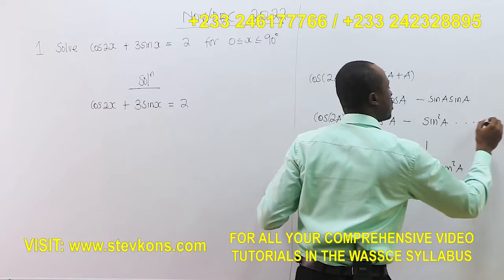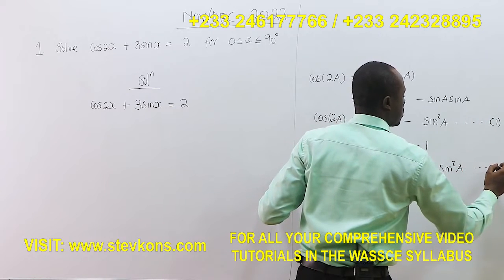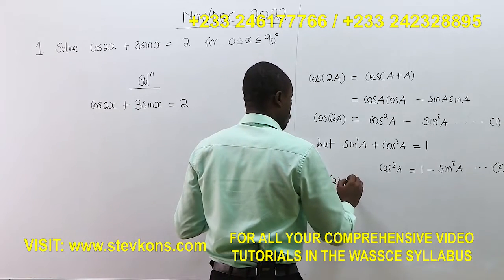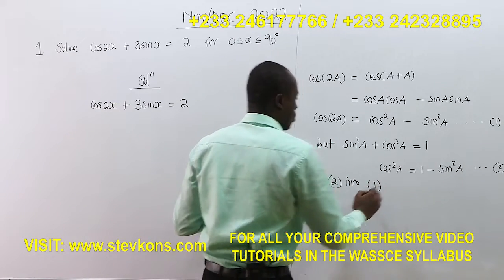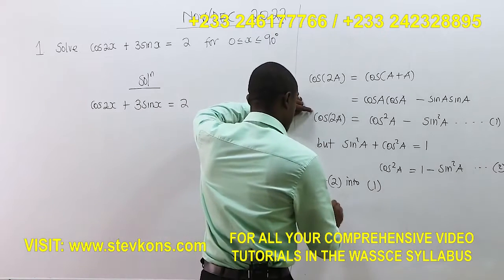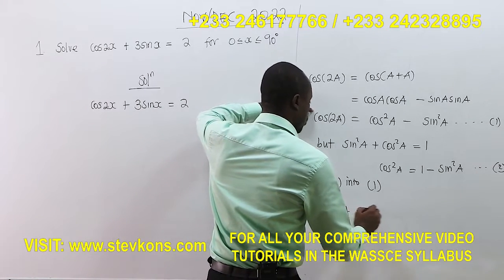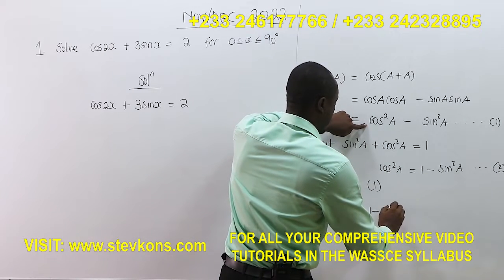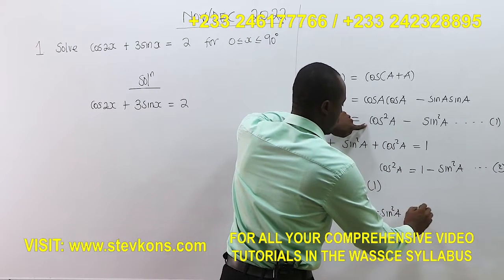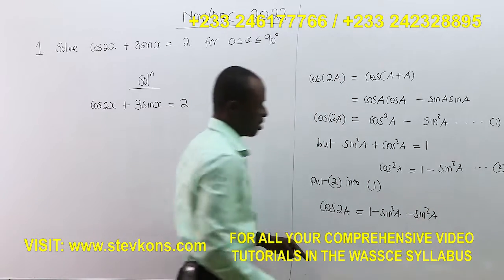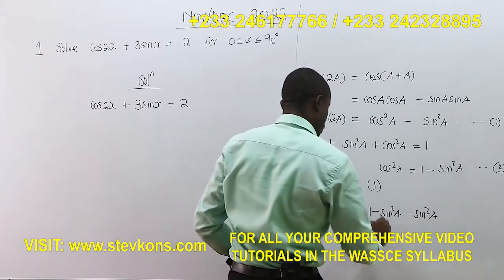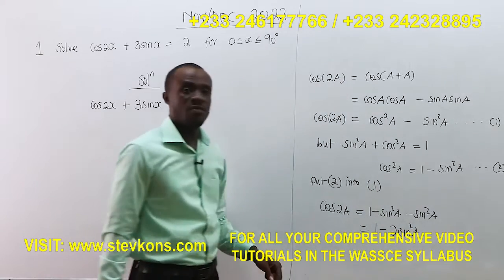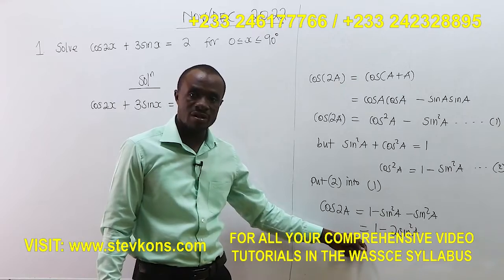Let's say that this one is equation 1 and this is equation 2. So we can say put 2 into 1. Therefore our cos 2a will be cos square a, which is 1 minus sine square a, minus sine square a. And this is the same as 1 minus 2 sine square a. That is if you are writing it in terms of sine.